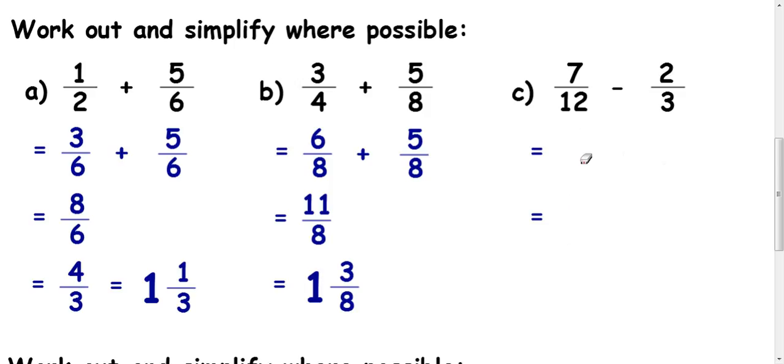And finally on the last one, the lowest common multiple of 12 and 3 is just 12. 12 divides into 12, and 3 also divides into 12. So I'm going to leave that as it is, and I'm going to make the thirds into twelfths. How do I do that? Well, I times 3 by 4 to get 12, and I need to do the same to the top number here. So that gives me 8. Now you can get negative fractions, just like you get negative numbers, so just do the top, 7 take away 8, and that gives you negative 1 over 12.